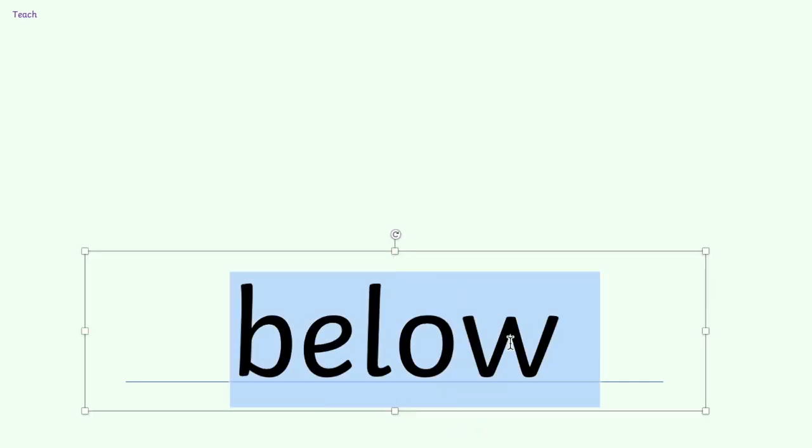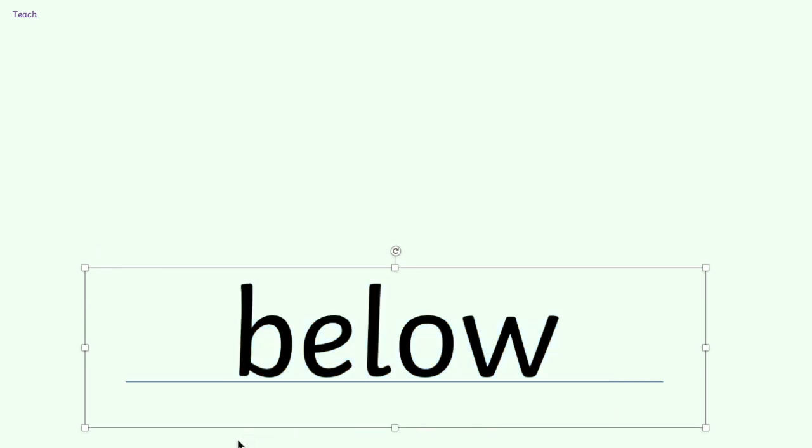Here we go then, here's the word below. There it is, B-E-L-O-W, below. And it's got that O-W spelling of the O sound coming at the end of the word. That's normally where we find the O-W spelling, is at the end of the word. Okie dokie, ready for the next one?